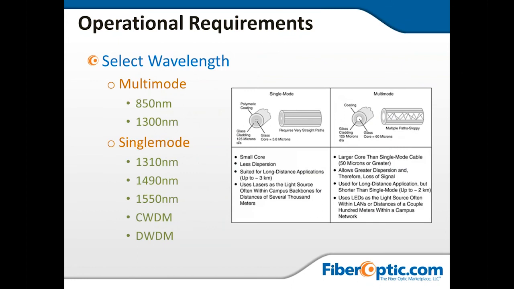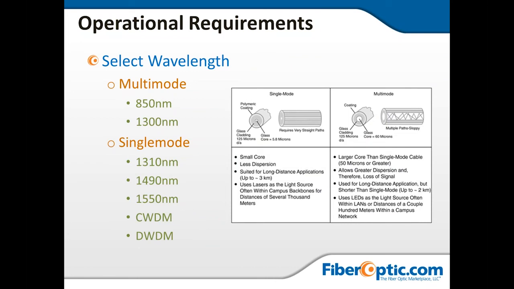Also under operational requirements, we're going to be looking at our wavelengths. Are we going to be running short runs, say less than 2 or 3 kilometers? Then maybe 2 kilometers we can push multi-mode and go with a less expensive light source, such as an LED or a VCSEL.